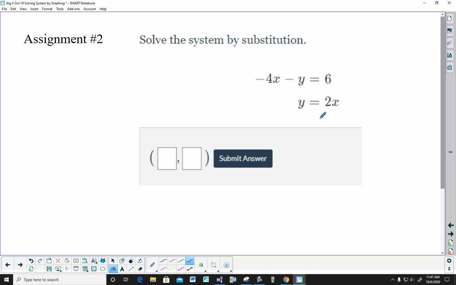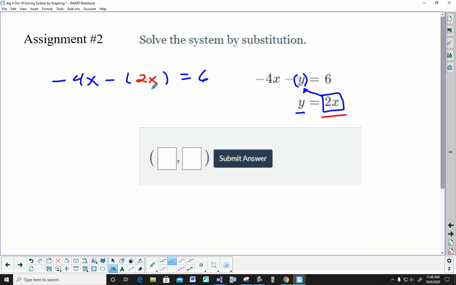So I think the easiest way to do it is the one equation that is solved for y, it tells you what y is worth. There's an implied parenthesis here. Replace it with what y is worth. And that parenthesis is key. So minus 4x minus what y is worth is equal to 6. They tell you what it's worth. So replace it with parentheses.